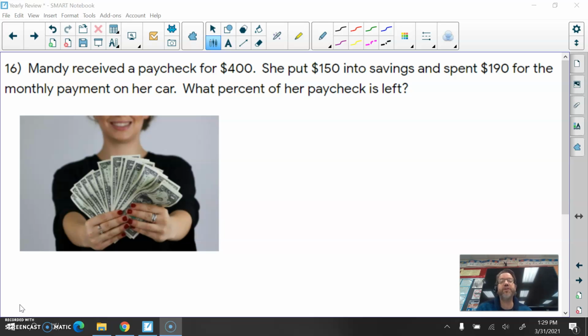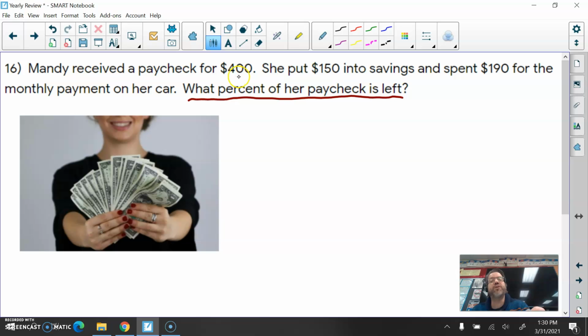And she spent $190 for the monthly payment on her car. Well, yeah, if you have a payment on your car, you better pay it. What percent of her paycheck is left? Well, we can't know what percent of her paycheck is left unless we first know the amount of her paycheck that remains. So let's figure out, what did she spend?